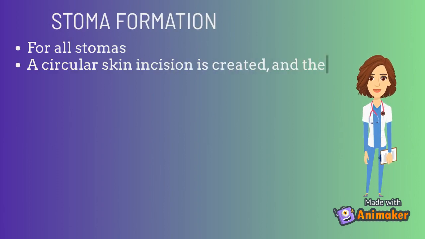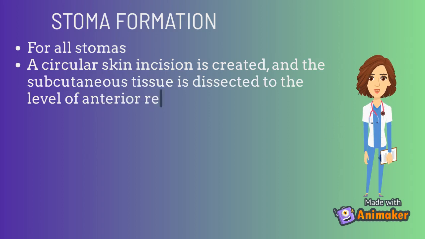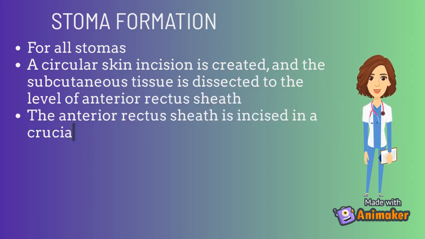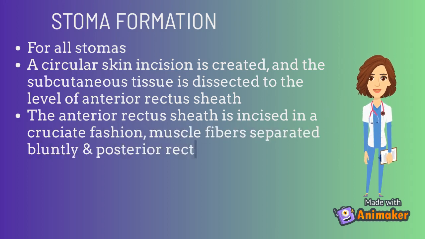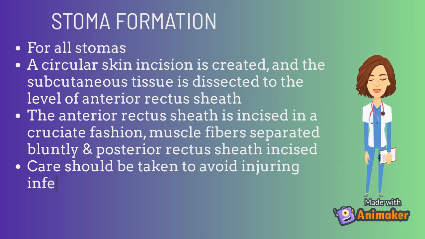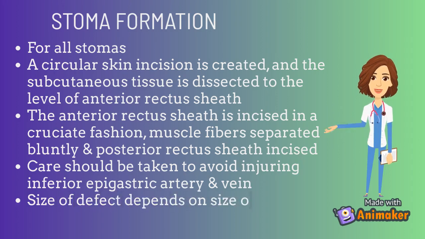For all stomas, a circular skin incision is created and the subcutaneous tissue is dissected to the level of the anterior rectus sheath. The anterior rectus sheath is then incised in a cruciate fashion, muscle fibers are separated bluntly, and the posterior rectus sheath is approached. Care should be taken to avoid injuring the inferior epigastric artery and vein. The size of the defect depends on the size of bowel used to create the stoma.